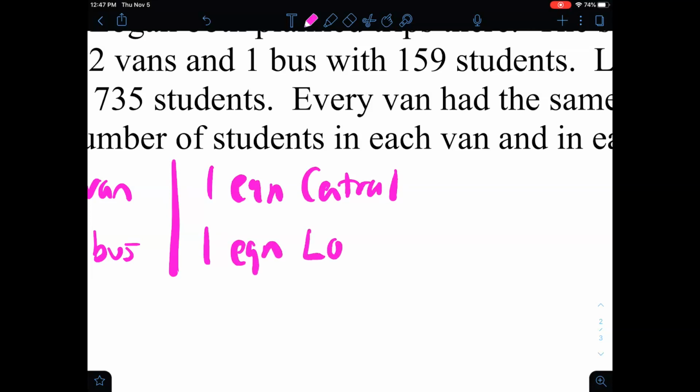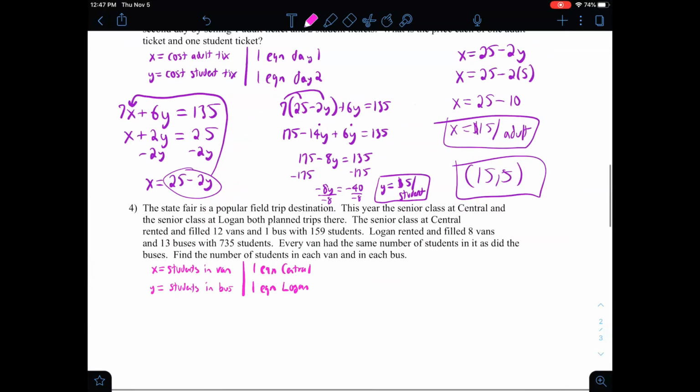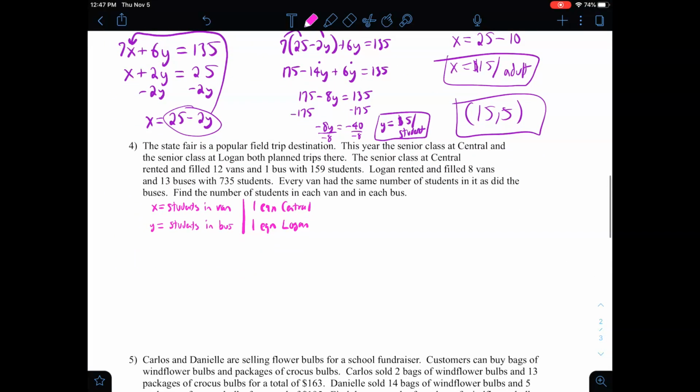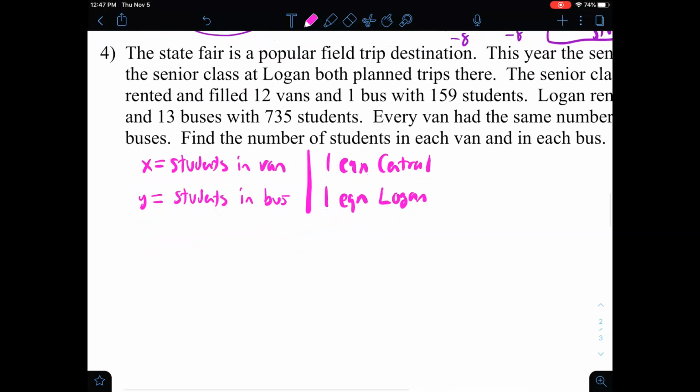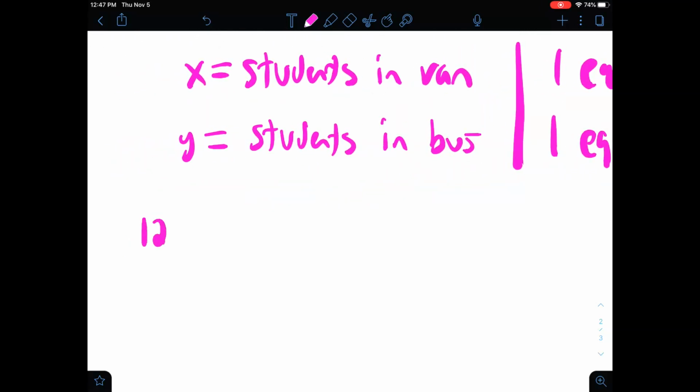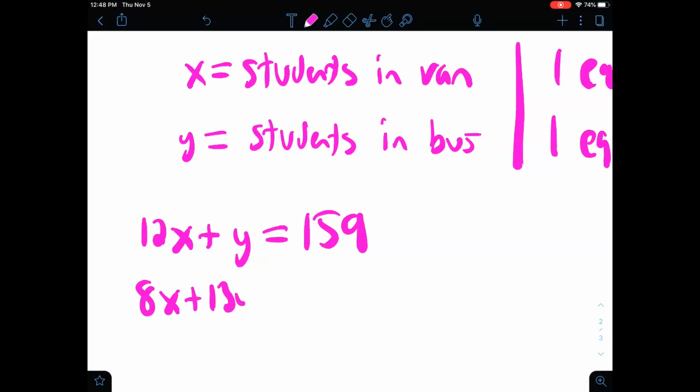Like I said, all these problems are pretty similar. Okay, then we're just going to fill in the information that we know. So x is students in vans. Central had 12 vans and 1 bus, so 12x plus 1y equals 159. And Logan had 8 vans and 13 buses, so 8x plus 13y equals 735.